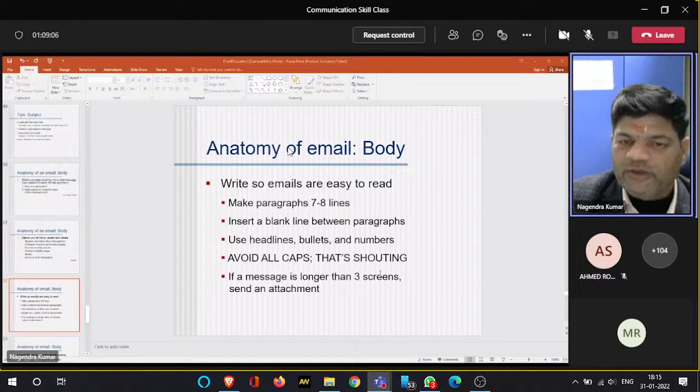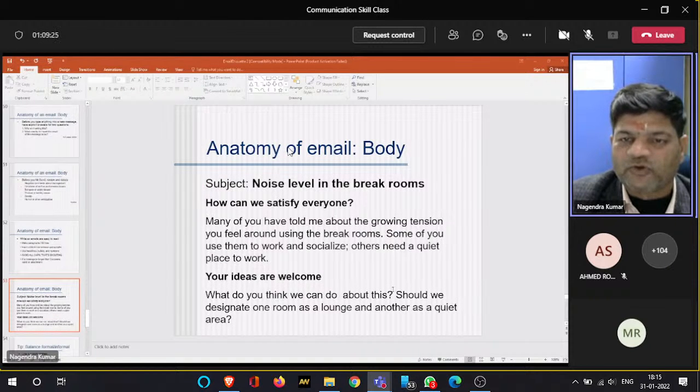Right, so emails should be easy to read. Make paragraphs 7-8 lines, insert a blank line between paragraphs, use headlines, bullets, numbers, and avoid all caps, that's shouting. As I said, if a message is longer than 3 screens, send an attachment. So look at this: noise level in the break rooms. How can we satisfy everyone? Your ideas are welcome.